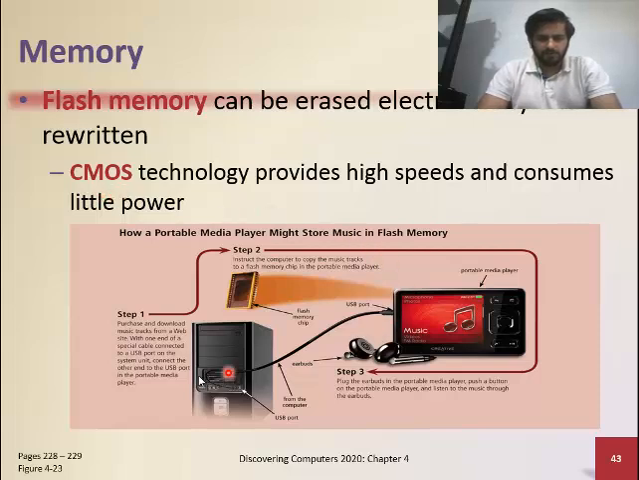So here's an example in front of you of how portable media might store music in flash memory. That is a very simple example. You just plug the USB or flash drive into your system unit, and then the system unit, with the help of the CU, can transfer the data from your permanent storage area into another permanent storage area, which is your flash memory.